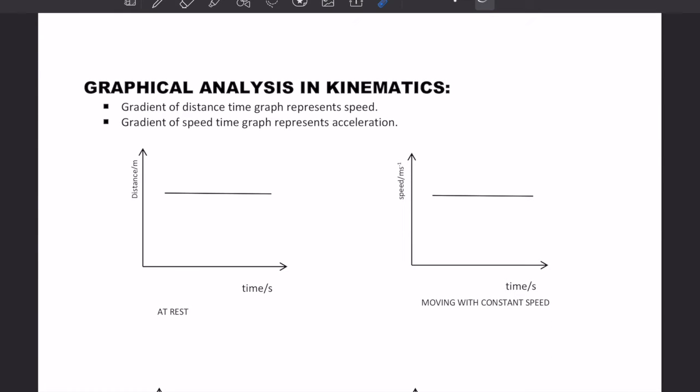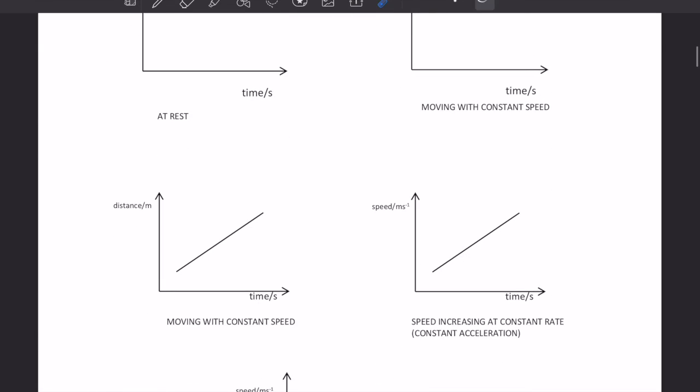Now, there are a few more examples of graphs over here. As you could see, it's the distance graph. Being constant means it is at rest. Whereas if it is a speed time graph, a constant speed means it is moving with a constant speed and 0 acceleration. This is a distance time graph. It is moving with constant speed.